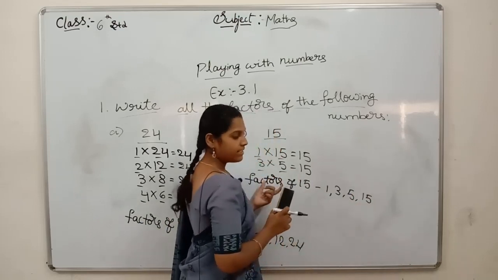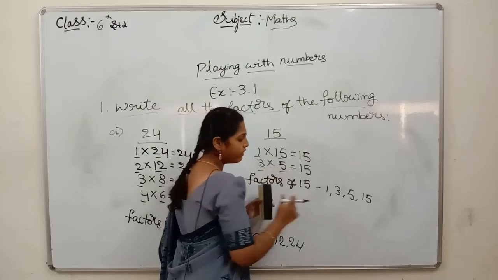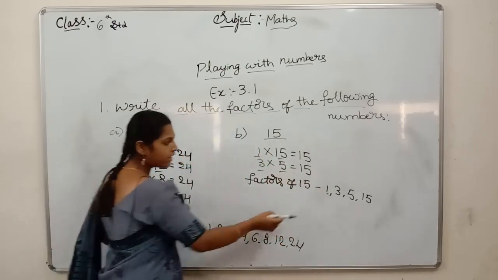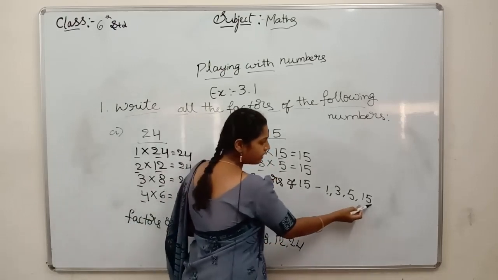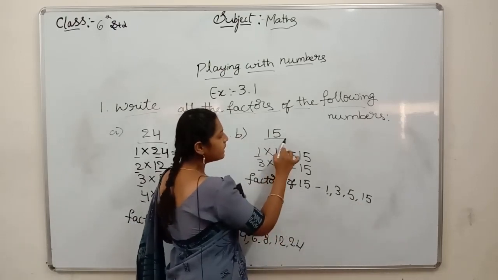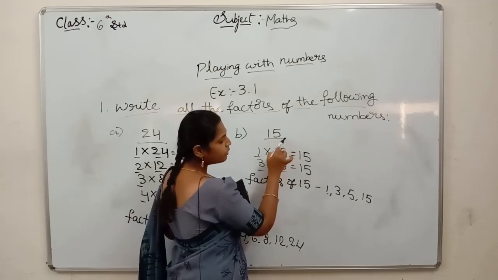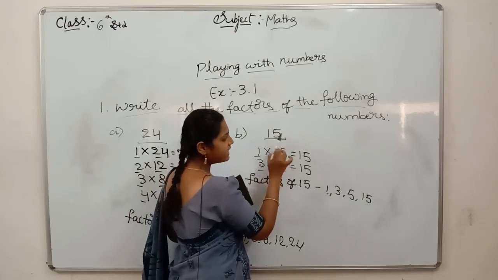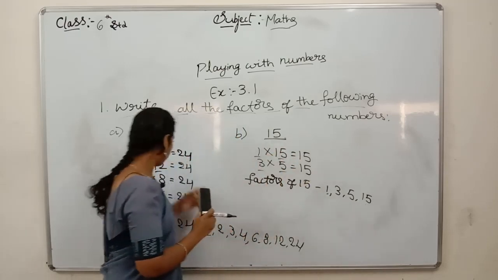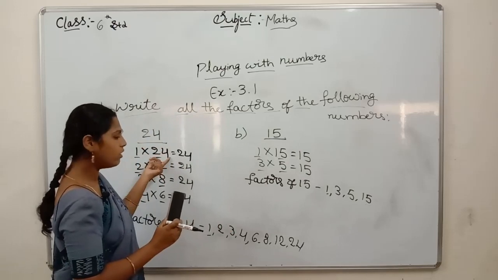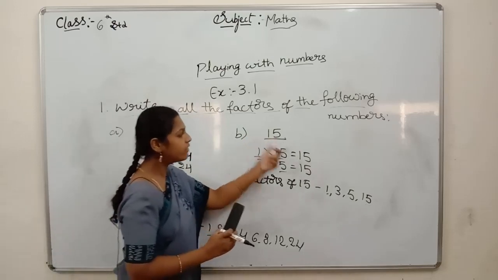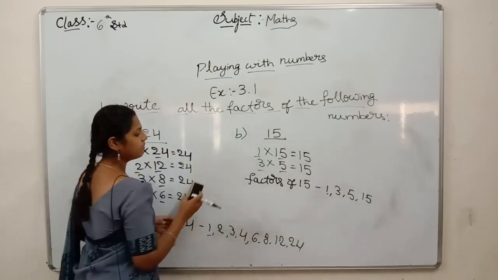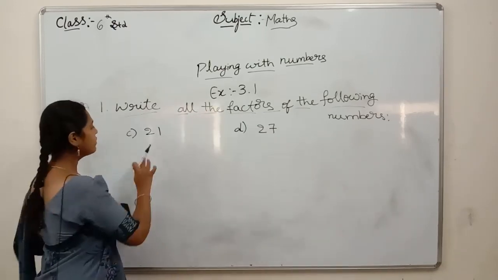While explaining factors, some conclusions about factors: what I said, 1 is common for every number. Here also we got 1, here also we got 1. And whatever the given number is, it is itself a factor. See here, 24 is there, 24 is also a factor here. 15 is there, 15 is also a factor. Yes, we understand. Next we will go to the third one.